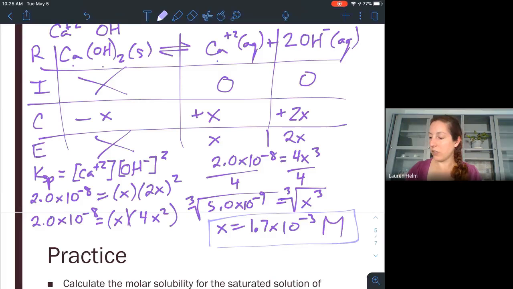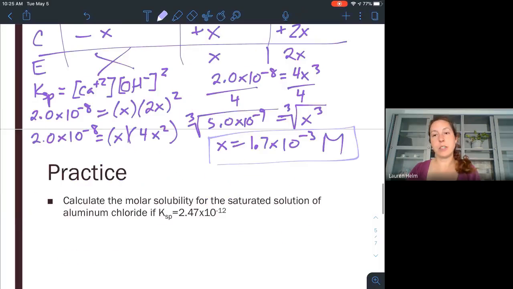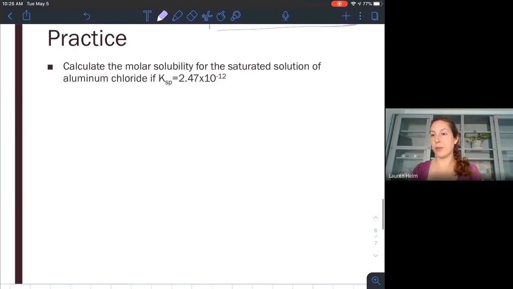All right, so to finish up today, what I'd like you to do is to try one of these on your own. You know the drill at this point. Go ahead and pause the video. Attempt to determine the molar solubility, so just like our last example, of a saturated solution of aluminum chloride given the equilibrium constant. When you're done solving that, go ahead and unpause the video and we'll go through the answer here.